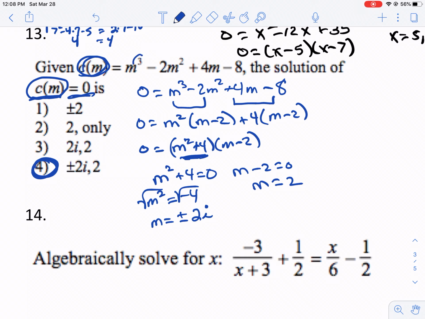Now remember, the highest exponent in an equation tells you how many answers you're supposed to get. I'm supposed to get 3 answers. I don't need to check any of these answers because I don't have fractions and I don't have radicals. You can check if you like, but it's not required.